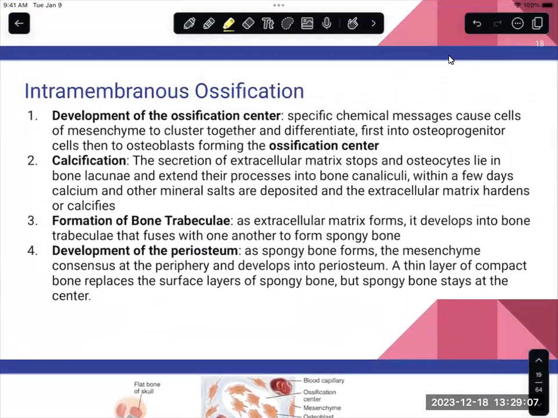So those are these 4 steps. I just have it written out here, pictures on the next slide. The ossification center is going to start calcifying. We're going to start making that spongy bone. And then we're going to develop that periosteum, that outer layer to our bones.